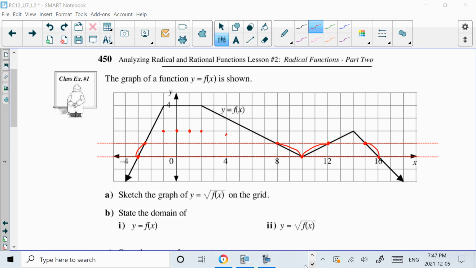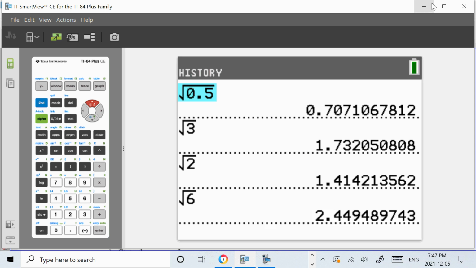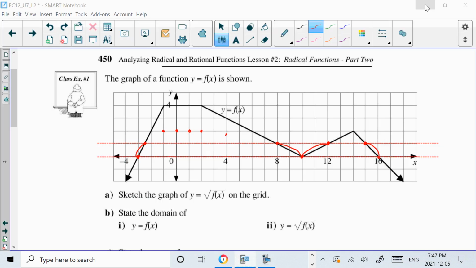Let me see if I have that on the calculator. Square root of 2 is 1.4. So here, when y is 2, the square root of 2 is going to be about 1.4. So again, you're going to try to, as best you can, connect these points. The nice smooth curve. And I'd use a ruler here. Okay, obviously I need a ruler.